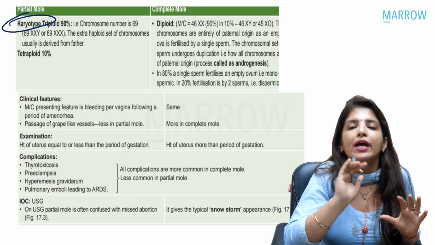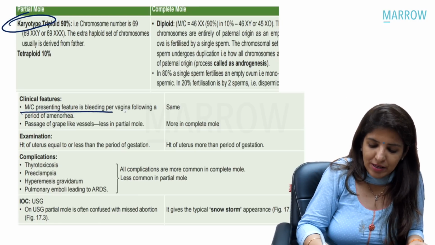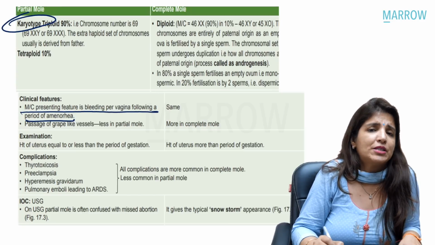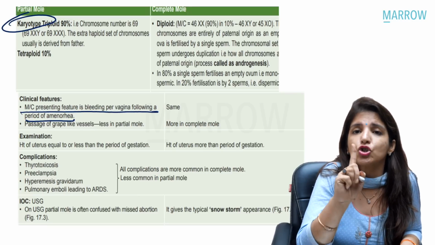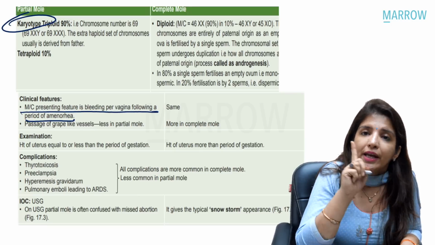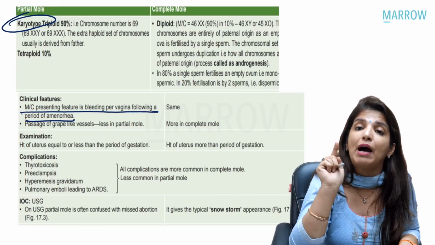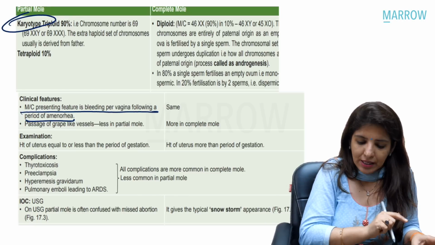Now, in case of molar pregnancy, whether it is a partial mole or a complete mole, in both of them the most common symptom will be first trimester bleeding. Please remember, in ectopic pregnancy, the most common symptom is not bleeding. In ectopic pregnancy, the most consistent or most specific symptom is abdominal pain. In case of molar pregnancy, the most common one is bleeding.